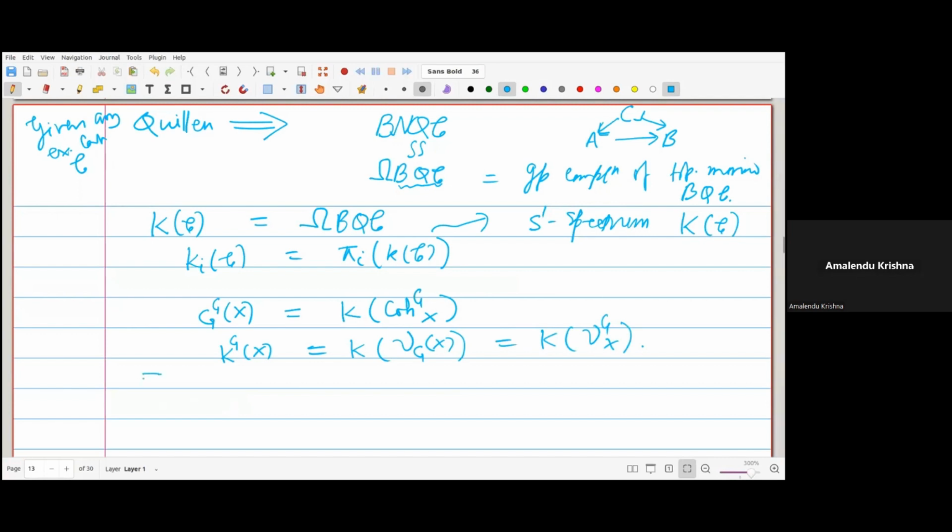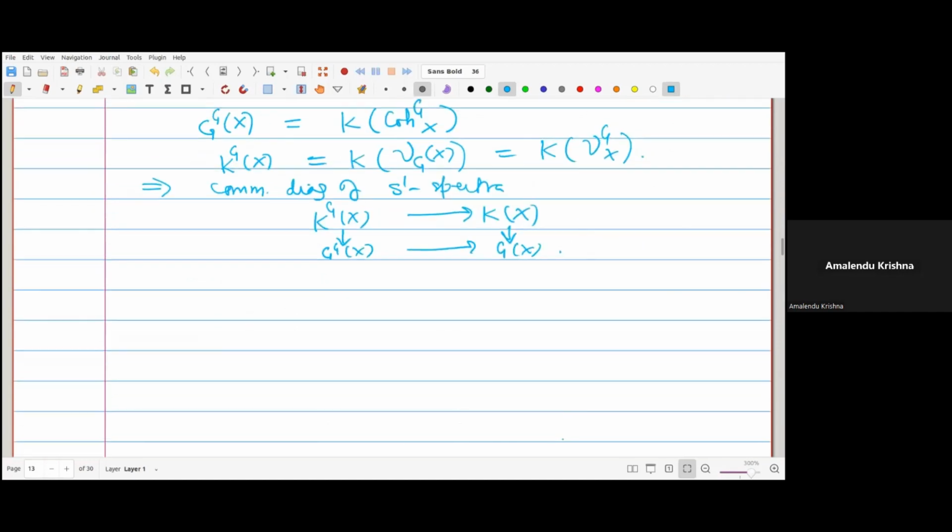So clearly, this gives you a commutative diagram of S1 spectra: K G of X, K of X with a forgetful map, and G G of X, and G of X. So this is the basic diagram one studies in equivariant K theory. So we define equivariant K groups. I can take the homotopy groups, then you can get this kind of G G i of X.